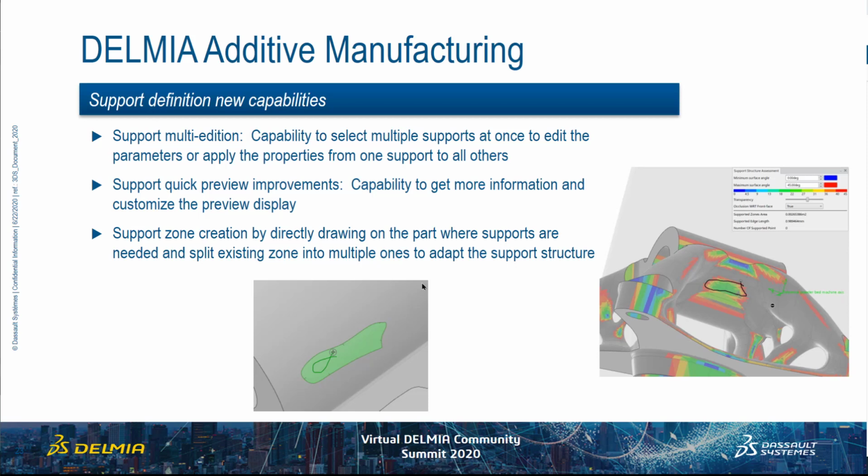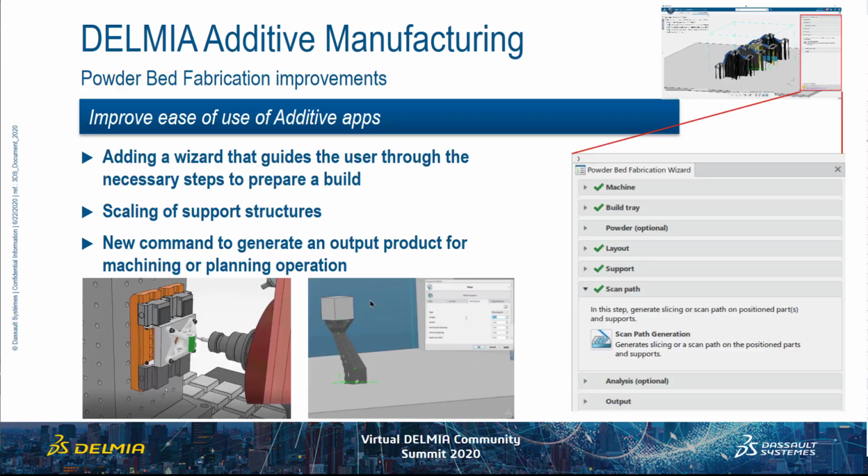And you can create your custom zones by just drawing, like scribing, right on the part, and the zone will be identified and you can create a support structure. So there's more flexibility in how you generate and where you generate the support structures on the part.